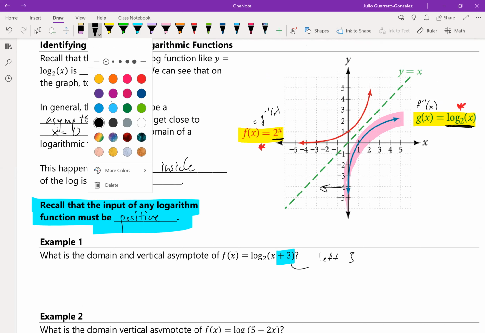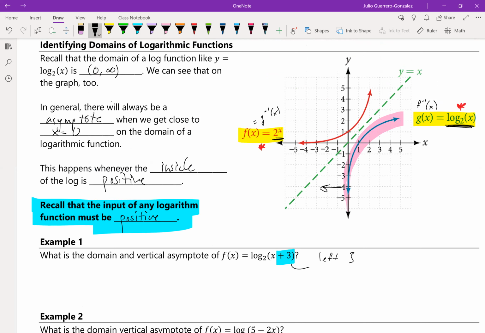Okay, so we just did that graphically, just thinking out what that thing should do to our graph, right? The way that you would show that algebraically is using this rule right here. We need everything in the logarithm to be positive. So we need that x plus 3 to be greater than 0. Could you repeat that? Yeah.